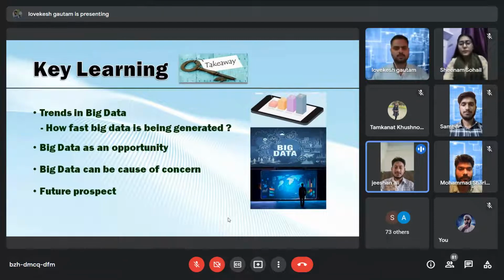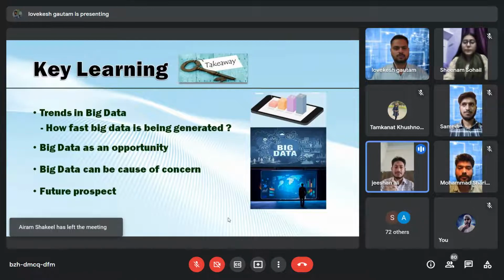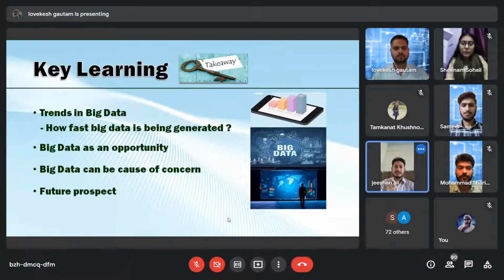Next, big data as an opportunity. Collecting and analyzing big data from the past can help us identify consumer patterns and explore new opportunities. Companies already collect data in the form of reviews. Social content can also help us improve customer services.